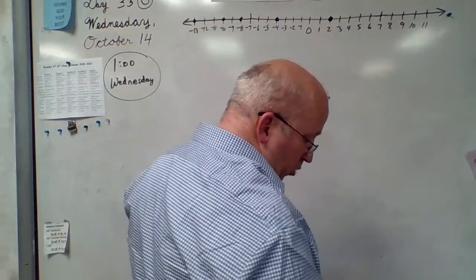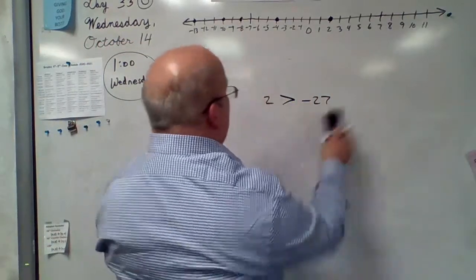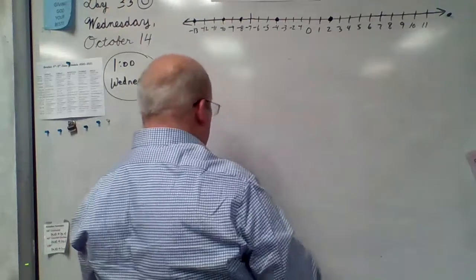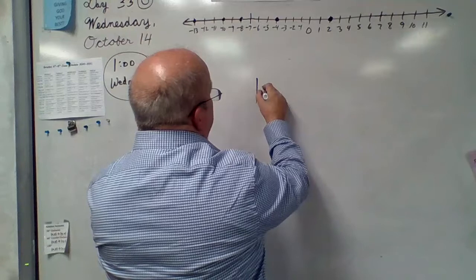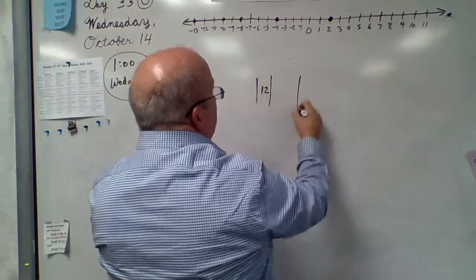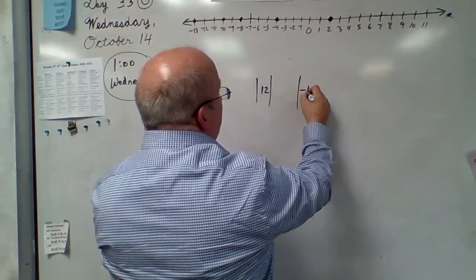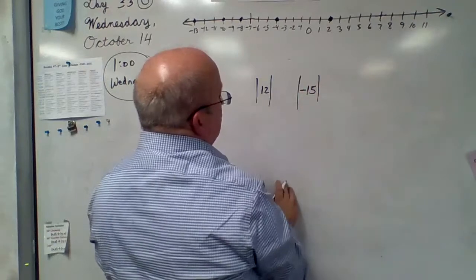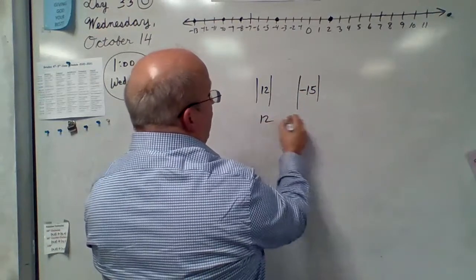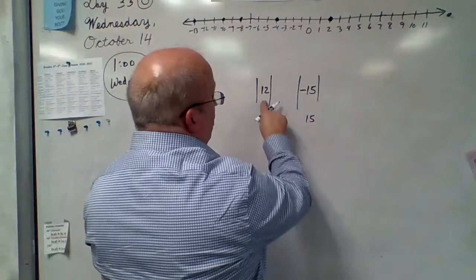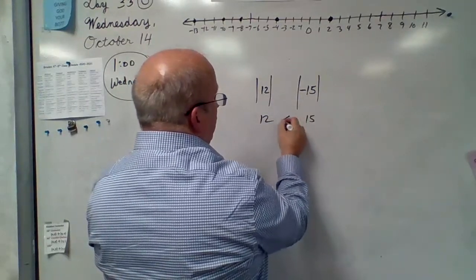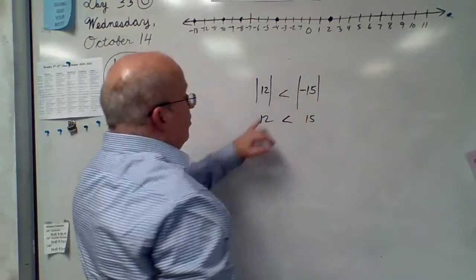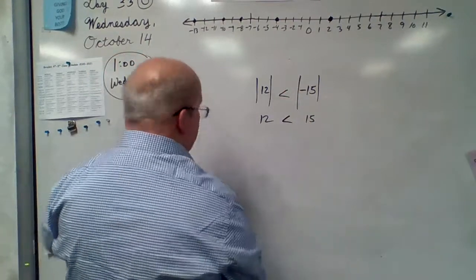What about those ones with absolute value symbols? Should we freak out about that? What if I have the absolute value of positive 12 and the absolute value of -15? Well, first figure out the absolute values. How many steps away from 0 are these two numbers? And then decide what to do with it. 12 is less than 15.